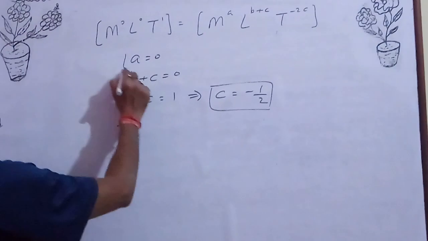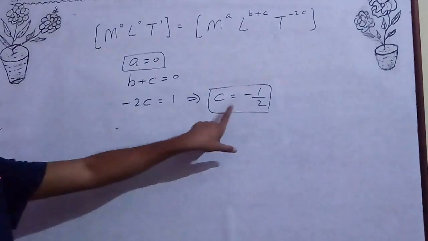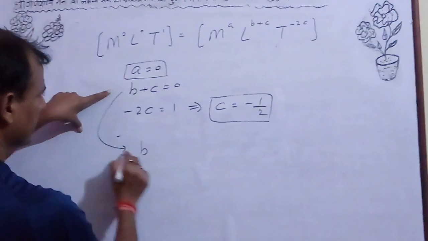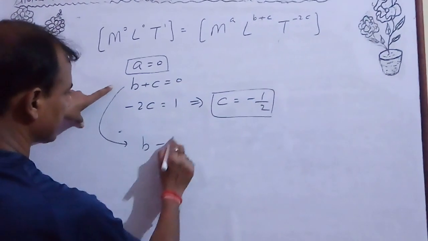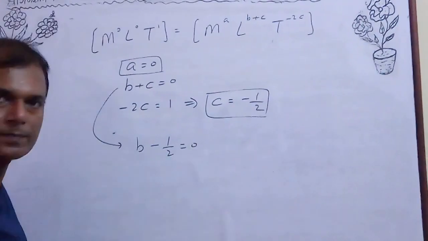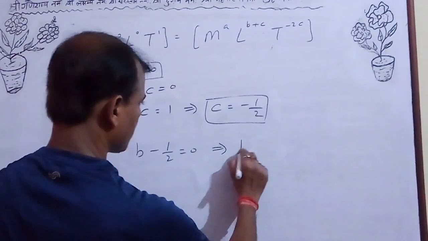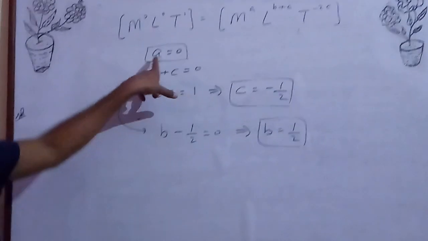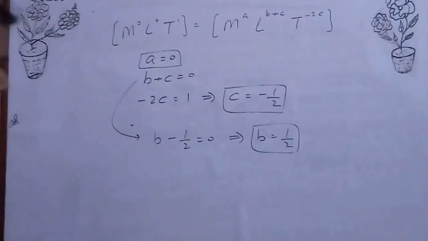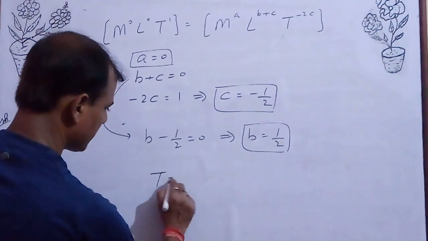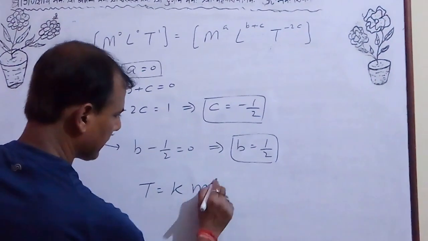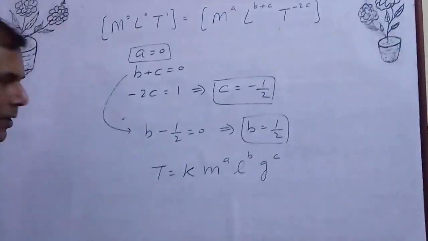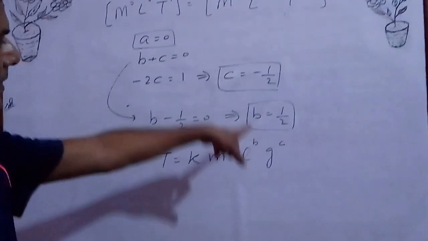We already have a = 0. Now putting the value of c in b + c = 0, it becomes b - 1/2 = 0. So we get b = 1/2. We have found the values of a, b, c. We started with T = k m^a l^b g^c, so now we put the values of a, b, c.